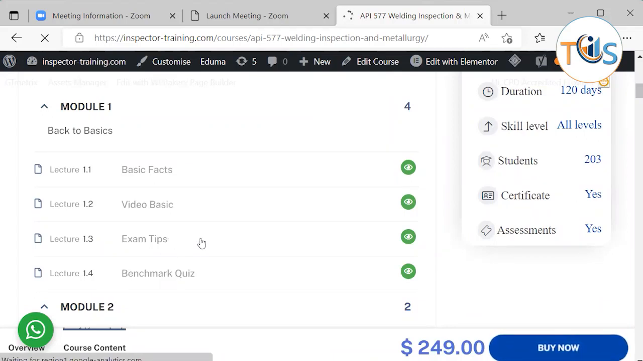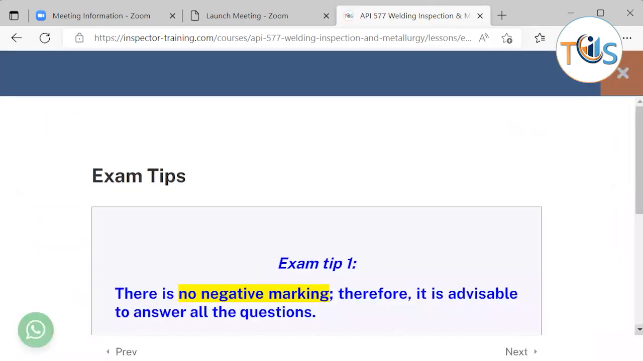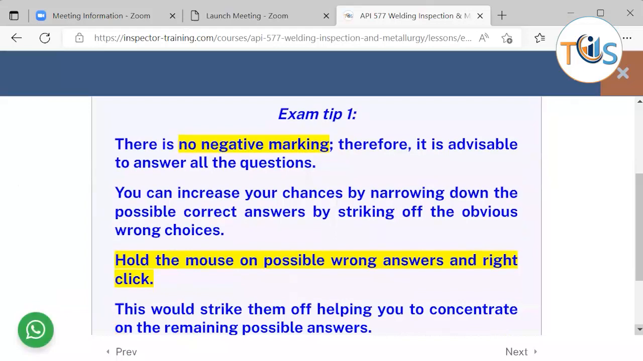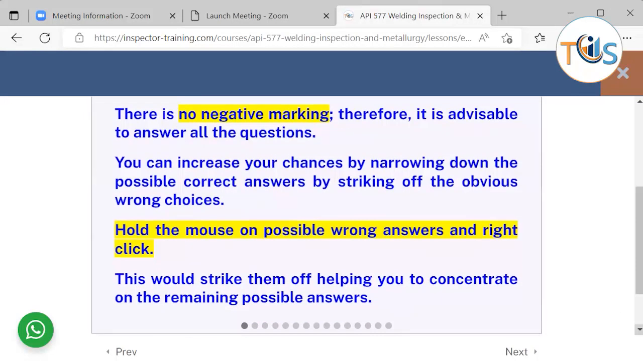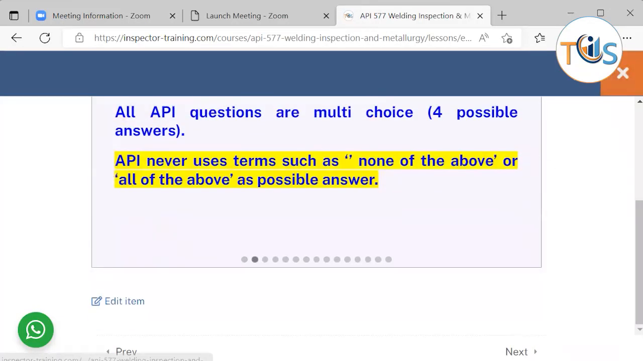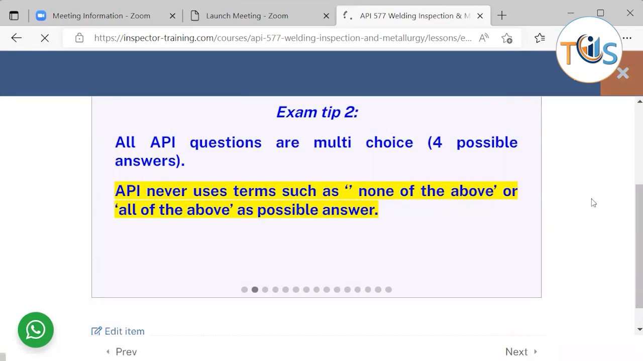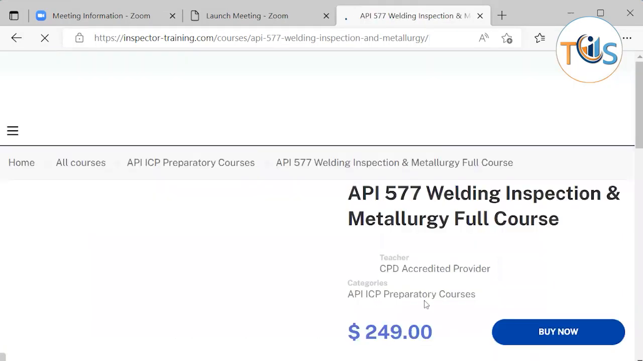Topic to consider: there's no negative marking, therefore answer all the questions to increase your chances. You can also increase your chances by narrowing down the possible correct answer. This can be done by right-clicking on the obvious wrong choices so that they are struck off. Hold the mouse on the possible wrong answer and right-click. API questions are multi-choice with 4 possible answers.